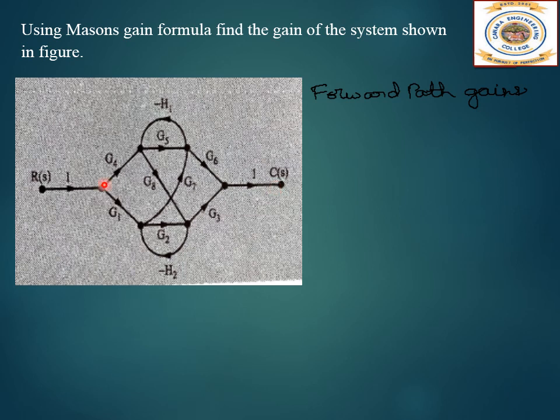1, G4, G5, G6, C of S. So let me write that. P1 is G4, G5, G6. Next, we'll see the second path. So 1, the gains I am considering now, G1, G2, G3, 1. So this is the second path, P2. All the possible paths you have to list out. P2 is G1, G2, G3.